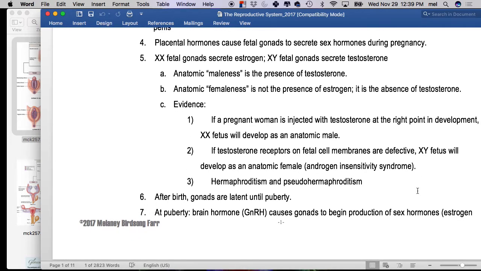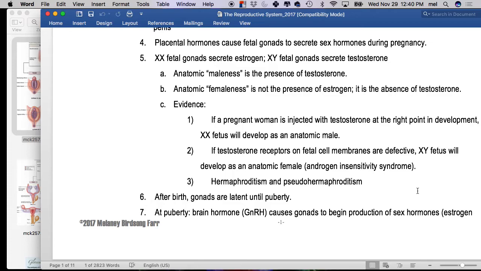So what do we know and what do we think? What we know is in humans and other mammals that have the same sex determination system as us, XX, XY, XX being female, XY being male. Birds are opposite. The males are the double gamete. They've got the same gametes, and females have the other one. But in mammals that are similar to us, anatomic maleness seems to be the presence of testosterone. It's not the absence of estrogen.